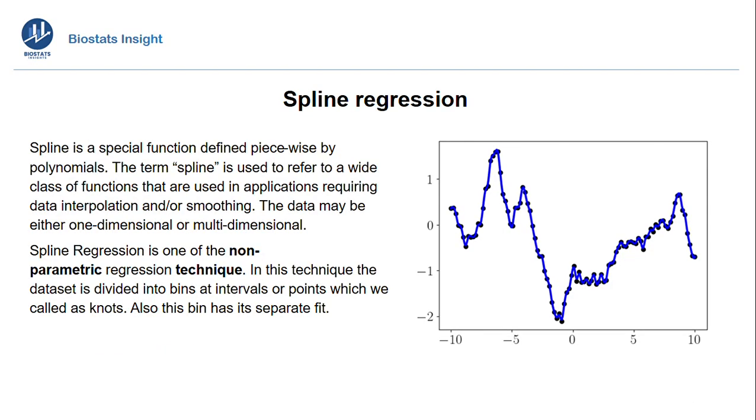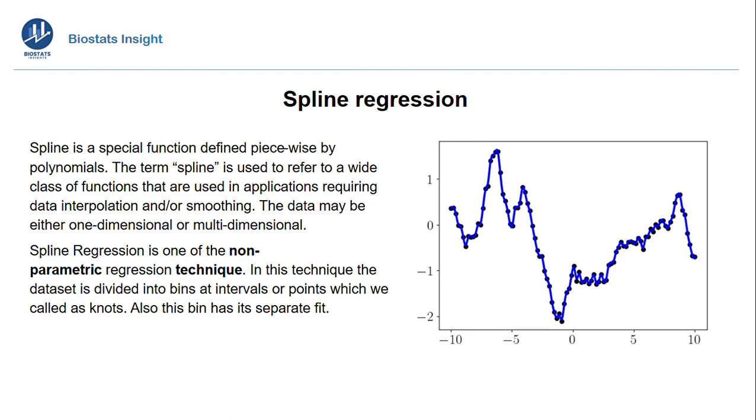Okay, so now what is spline regression? Spline regression is a special function defined piecewise by polynomial, where the term spline is referred to as a class of functions that are used in applications requiring data interpolation or smoothing. The data may be either one-dimensional or multi-dimensional.